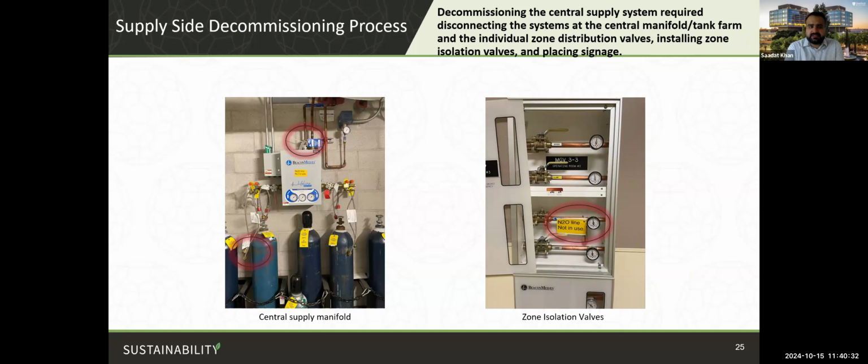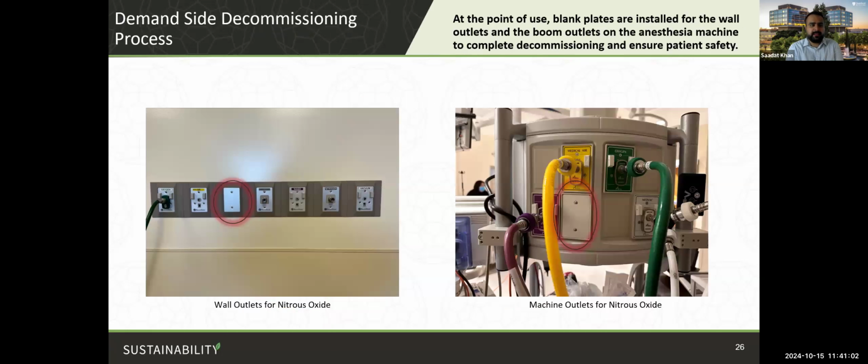The decommissioning of the central supply system requires disconnecting the system at the central manifold and tank farm and the individual zone distribution valves and the zone isolation valves, and placing the right signage that designates that the nitrous oxide line is not in use anymore. And that's shown by the pictures over here. And the red circles mark the key areas to focus on in each of these pictures.